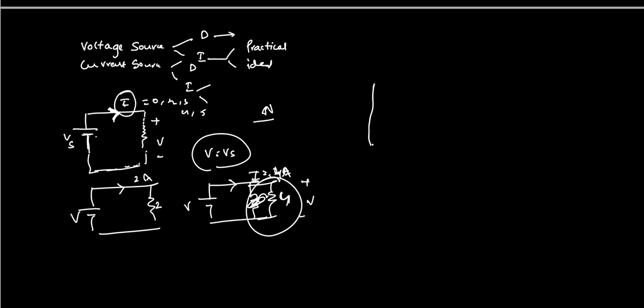So let's see the graph here, I and V. Whatever may be the current, the voltage or load voltage equals Vs. The load voltage equals Vs.